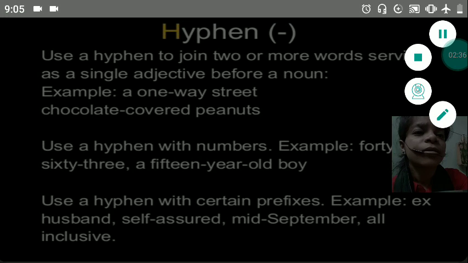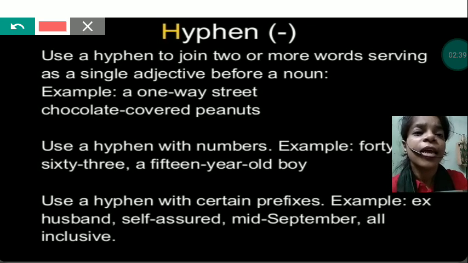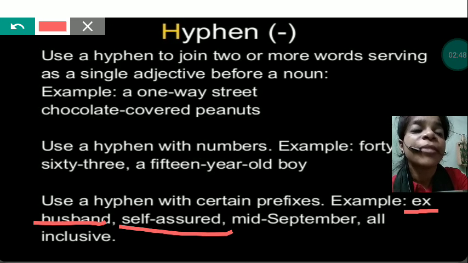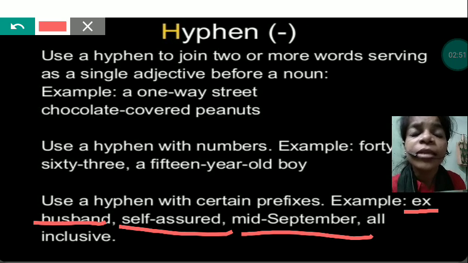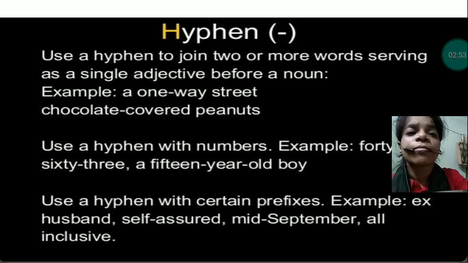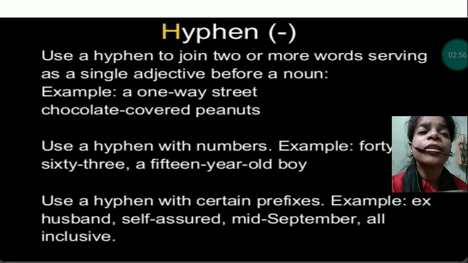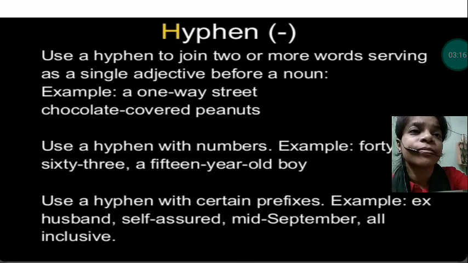For example, ex-husband. Ex is a prefix and it is used with husband: ex-husband. Self-assured, how assured, self-assured. Mid-September, when, in mid-September, like these. So whenever we are describing a noun using two adjectives and these two adjectives are acting as one, then we use a hyphen. Second, with numbers we use a hyphen. Third, with certain prefixes we use a hyphen.